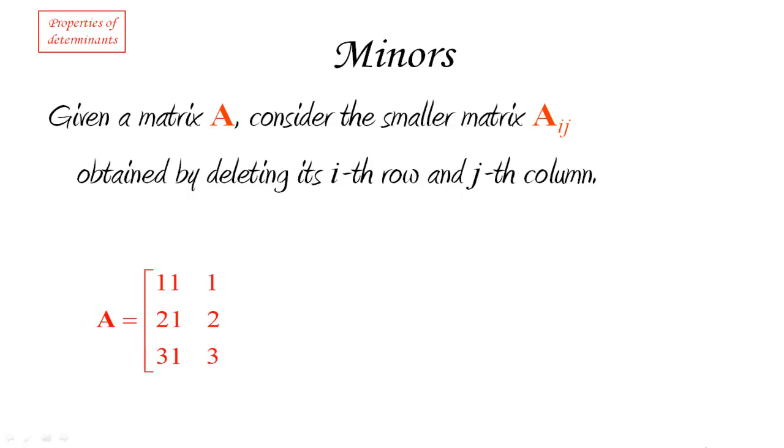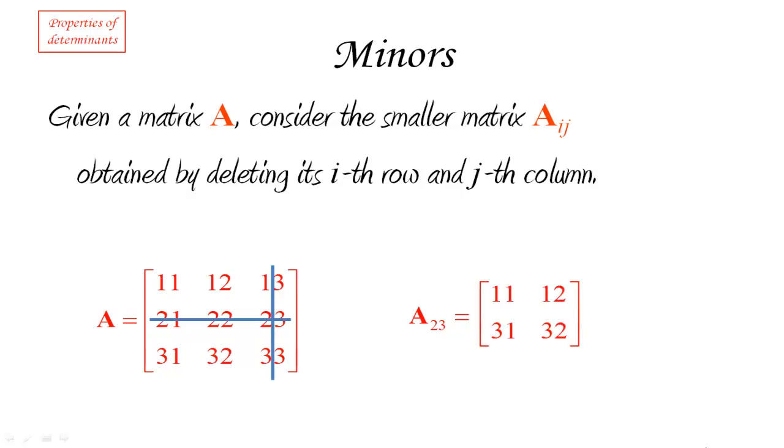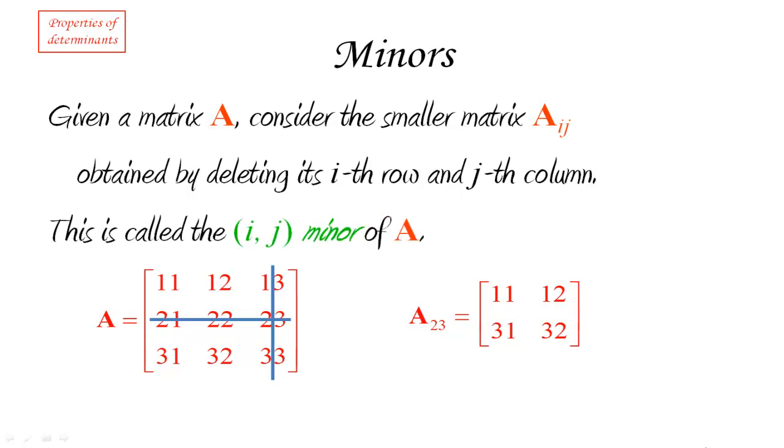Okay, so let's say we have a matrix that looks like this. Let's say that we want to construct the minor A2,3. What that means is that I'm going to delete the second row and the third column from that matrix. And what I'm left with, I'm going to organize into a new matrix, and this matrix is called the ij minor of the matrix A.